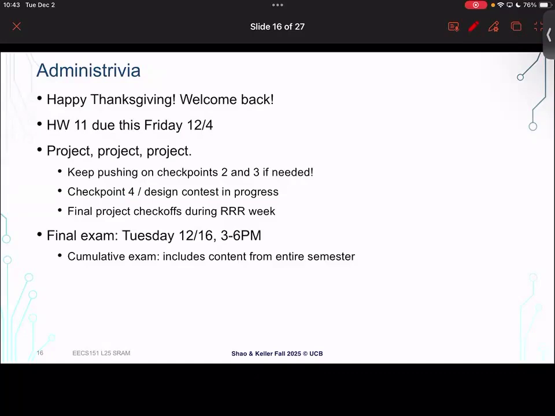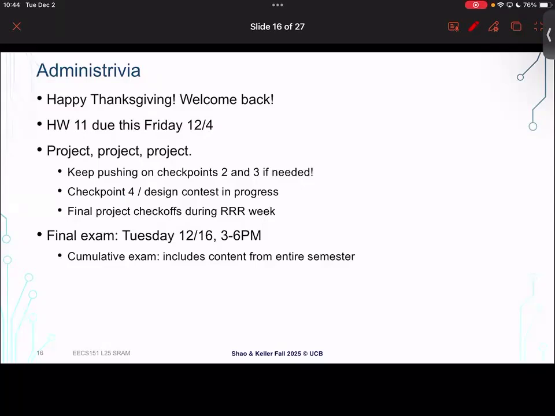Of course, the elephant in the room is the project. It's ongoing. I hope people took a little time off from late night debugging sessions during the break. Please do keep pushing on checkpoints 2 and 3. Even if you haven't submitted them yet, you will still get late credit. Ultimately, our goal is to have everyone finish a working processor by the final checkoff. That's the baseline for success here. Checkpoint 4 and the design contest for optimization are in progress, if you have finished all the functionality and you're ready to make it go really fast.